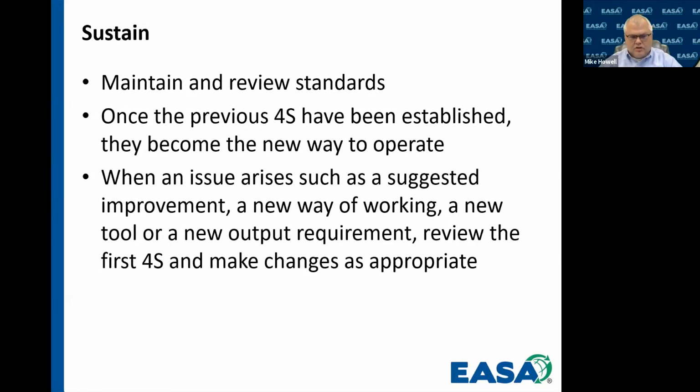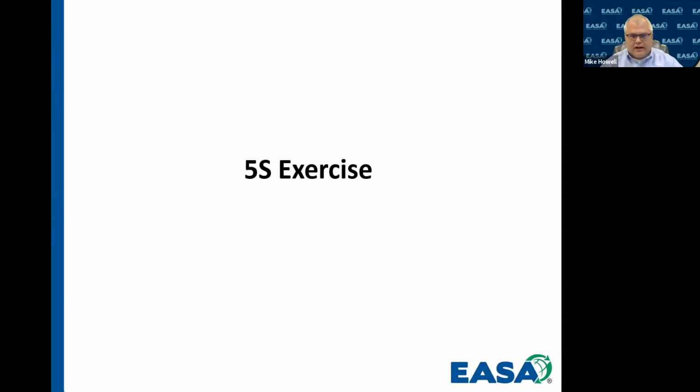And then once new ways of working or improvements are suggested and they are going to be implemented, don't jump the gun. Go back through the first 4S and you make changes to your standard processes as needed, so that you're not sidestepping the way you are running an organization. You're just modifying. So that's the first 5S overview portion.